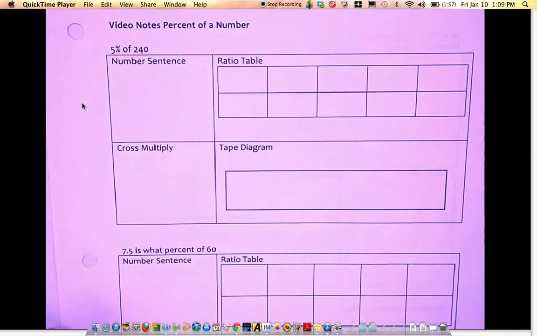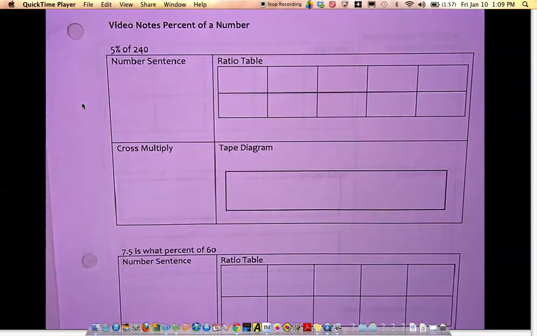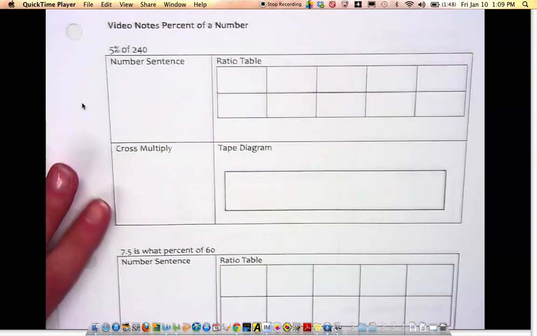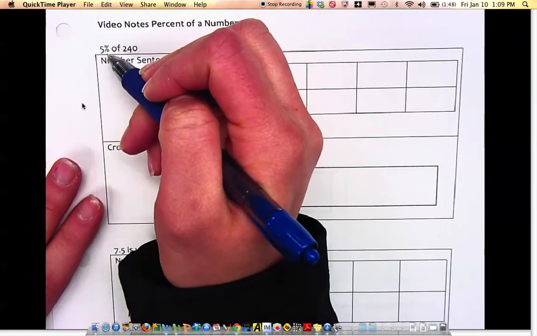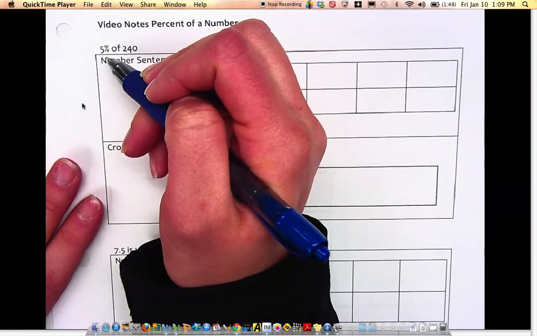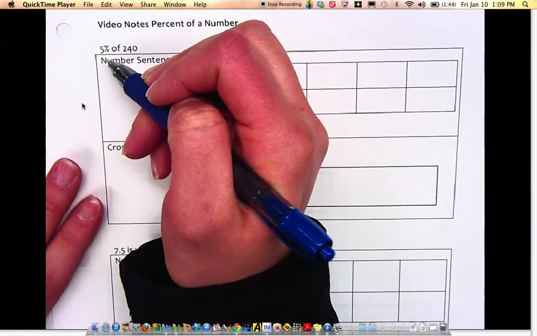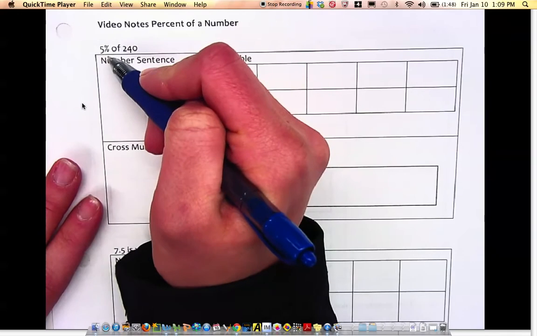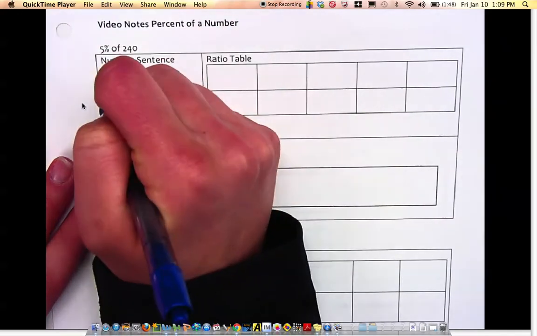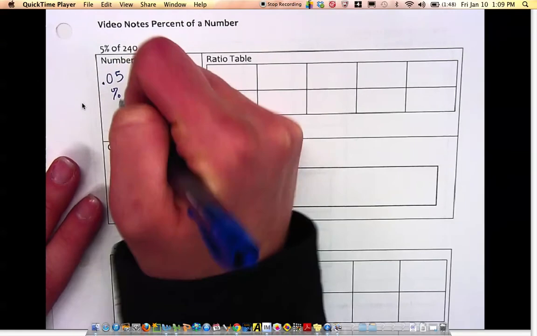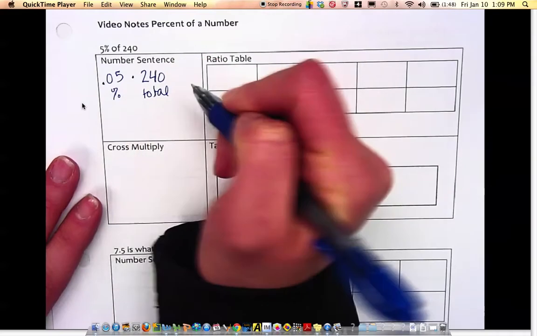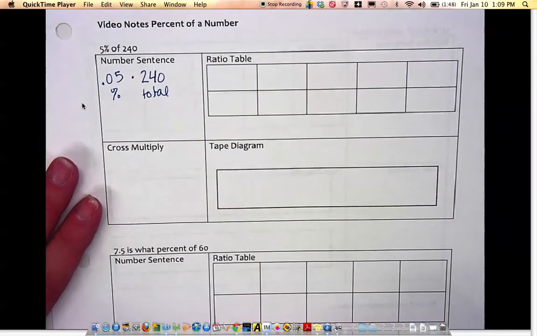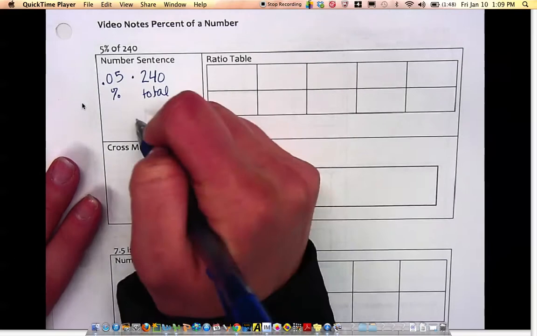All right, so our first one is we're looking at 5% of a number of 240. So let's first start with just the basic number sentence. I'm going to write 5% as a decimal, 0.05. That's 5/100ths, and percents are all out of 100. So 0.05, that's my percent, times 240, which is my total amount. And when I do that in my calculator, I get 12.